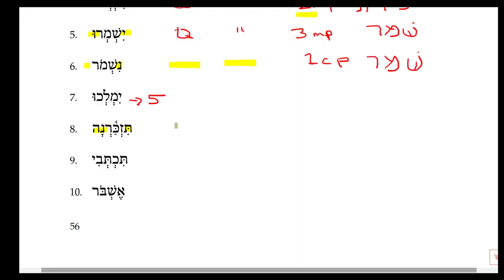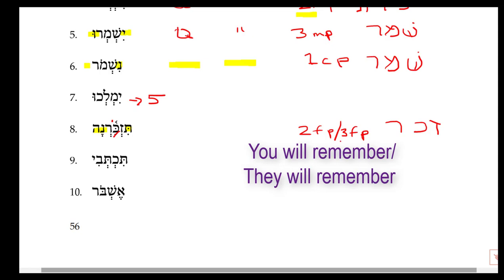So we have a Qal stem, and then based on the tav prefix and the na suffix, we have Qal imperfect second feminine plural or third feminine plural, and the root is going to be zakar, zayin kaf resh, zakar, to remember. We would translate that as second feminine plural, you plural feminine will remember, or they feminine plural will remember.